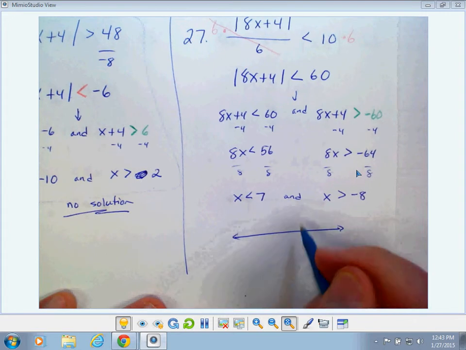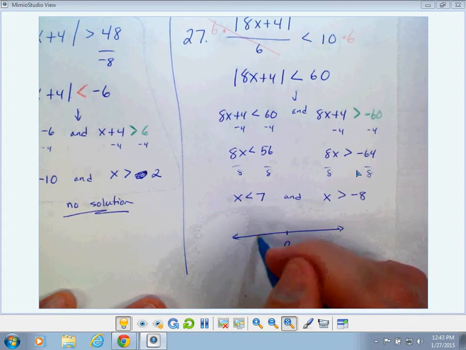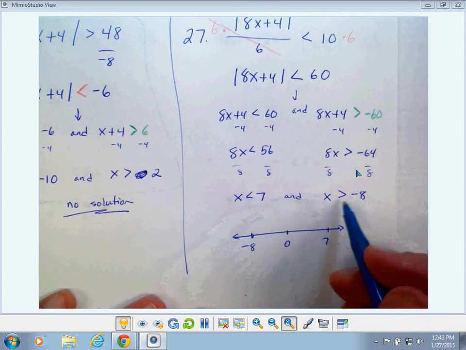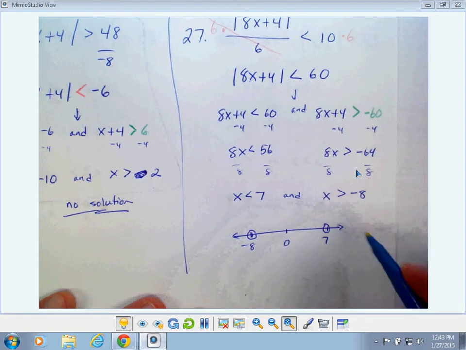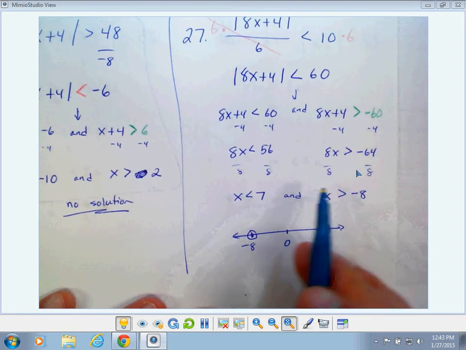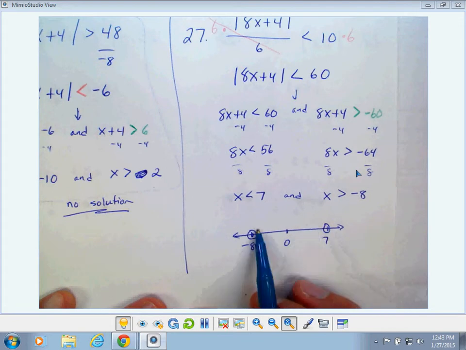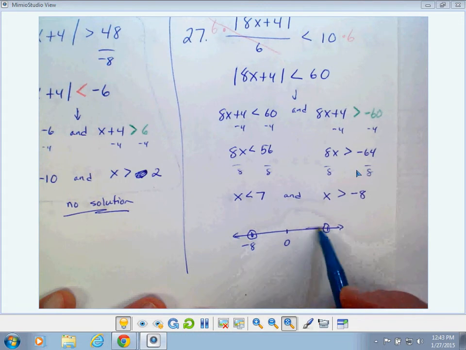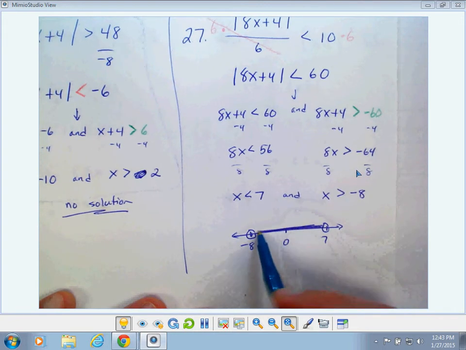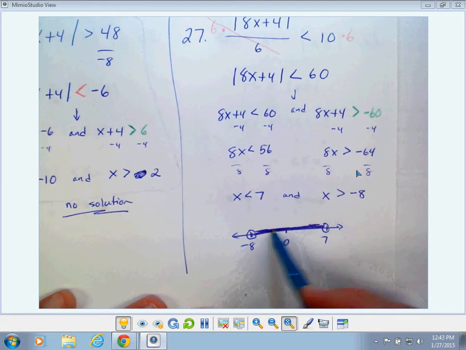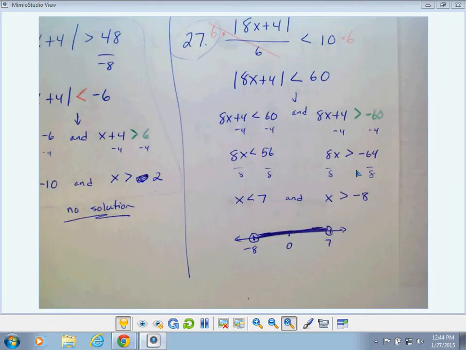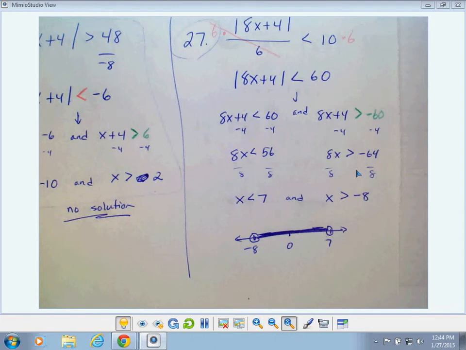Pretty standard and problem, where we have a 0 here, negative 8, positive 7. Both of them are normal inequalities, so they have open circles. But the shading is in between, because again, less than 7 would go this way, and greater than negative 8 would go this way. But you want the area where they both be, which is in the middle. Like that. So I would say, if I were you, I would definitely look at number 27 as a good example of a test question for an and problem.